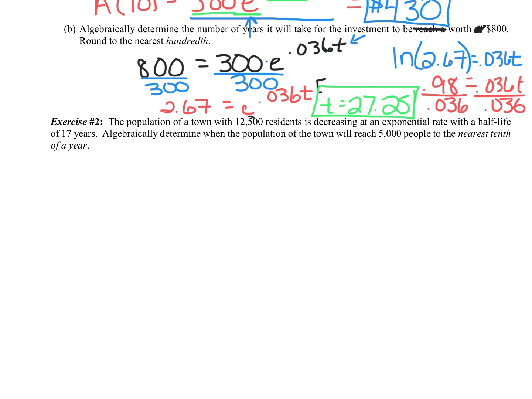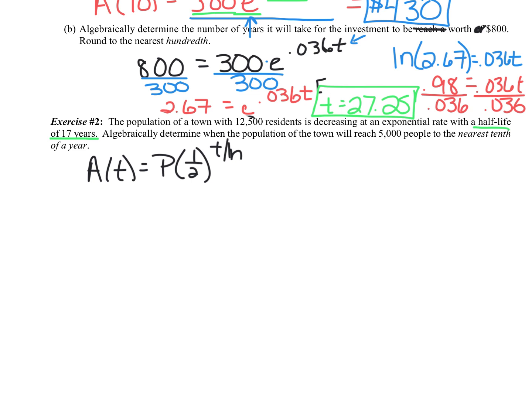So on this one, whenever I see half-life, and I also do not know what percent it is, that means we're definitely not working with one of our first three formulas, and in this case, we're working with half-life. So I'm going to write down that formula. A(t) equals P times 1/2 to the t over h.